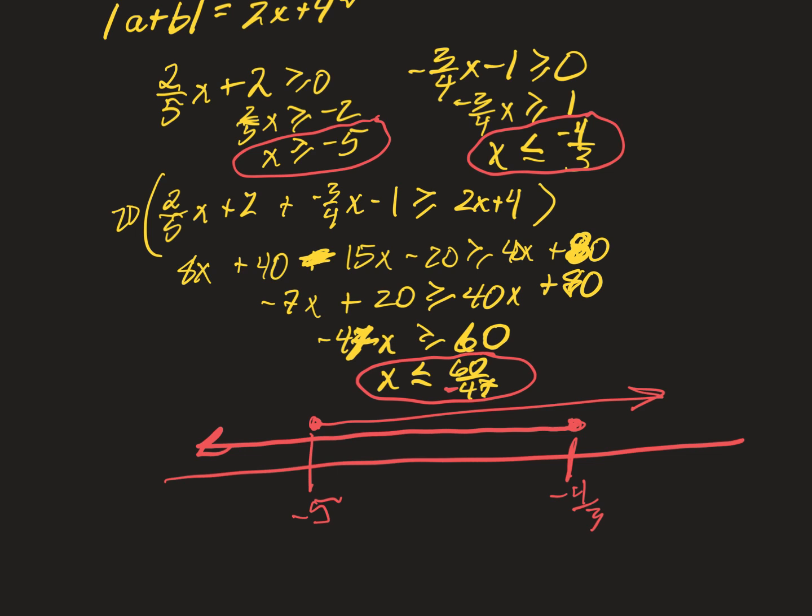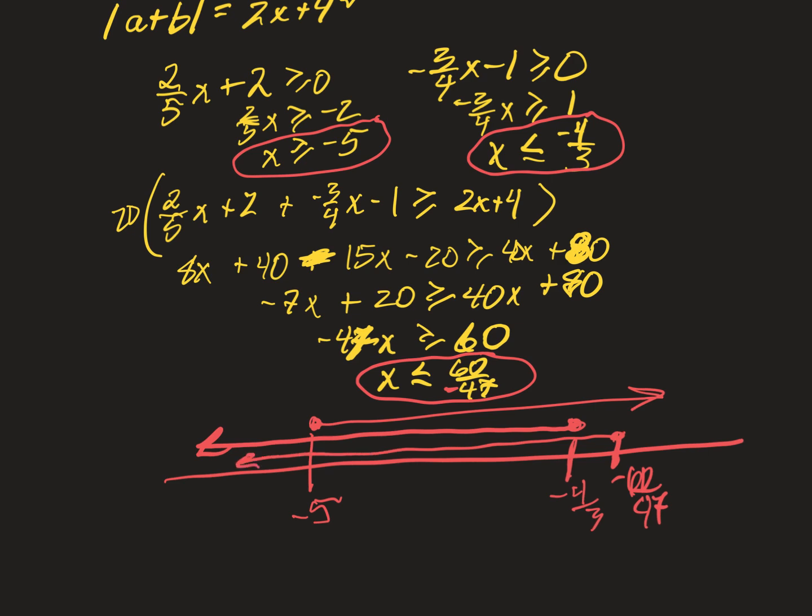Now, if you look at that, negative 60 47ths as a decimal, is equal to negative 1.27, which means it's slightly to the right here, because negative 4/3 is negative 1.33, and this is negative 1.27. So it's slightly to the right, and we're less than that.